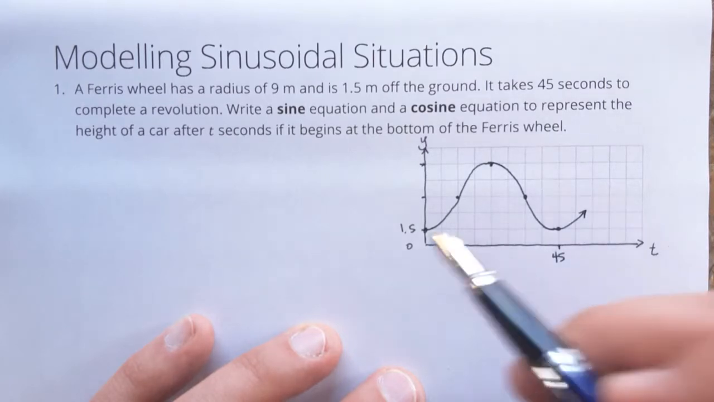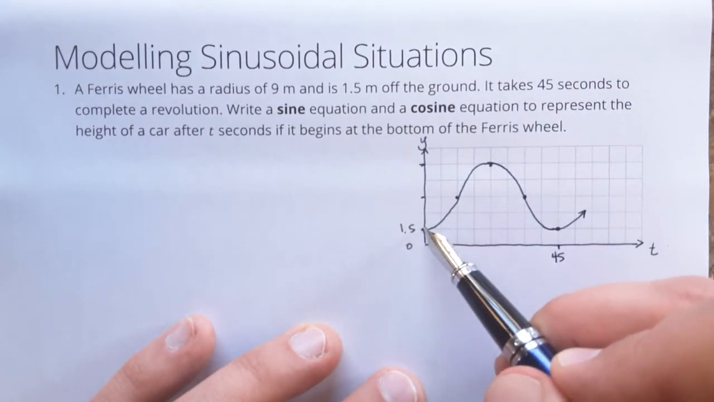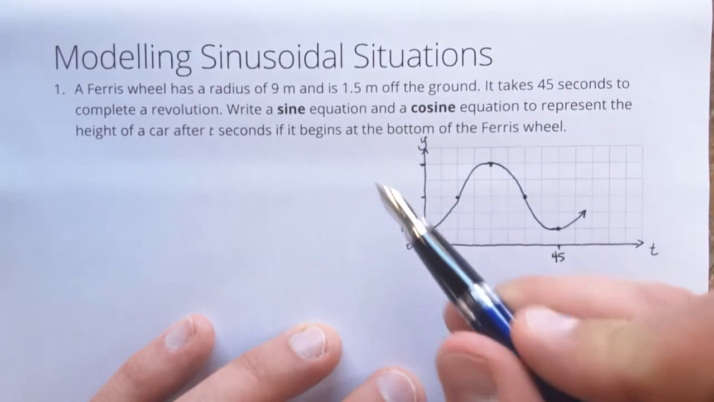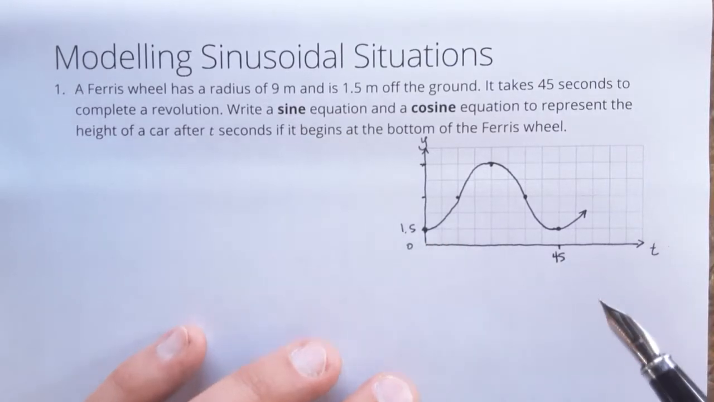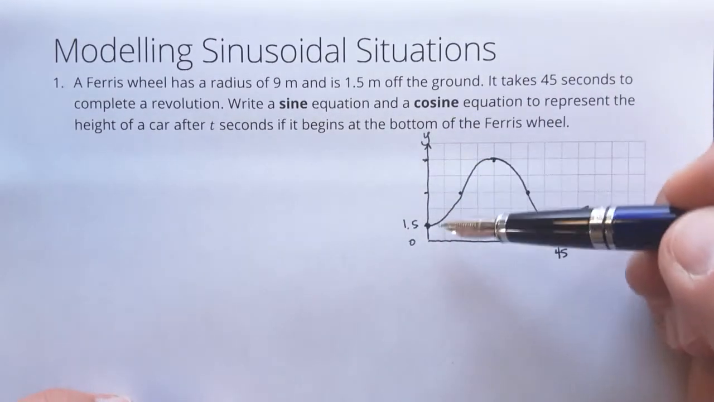Now you notice I put an arrow there, but not here, because this is a real starting point. We can't continue back into negative time here. It starts at 0.